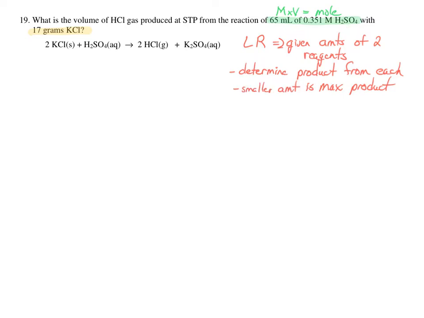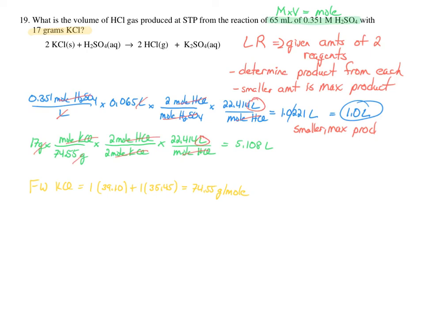For the sulfuric acid, we're going to calculate the moles from molarity times volume in liters. For the KCl, we'll divide our mass by the formula weight. All right, so for the H2SO4, this is a molarity times the volume. That gives us moles of H2SO4. We look at our balanced chemical equation. It tells us every mole of H2SO4 will generate 2 moles of HCl.